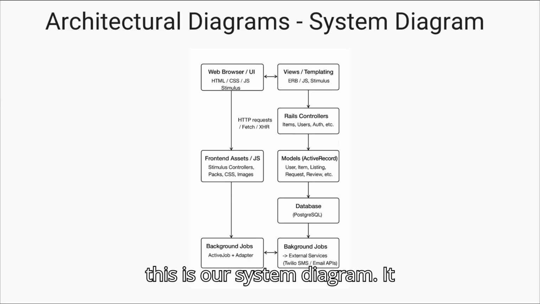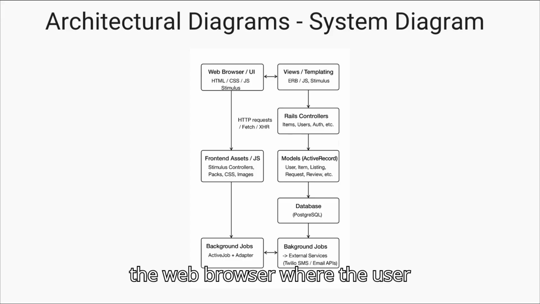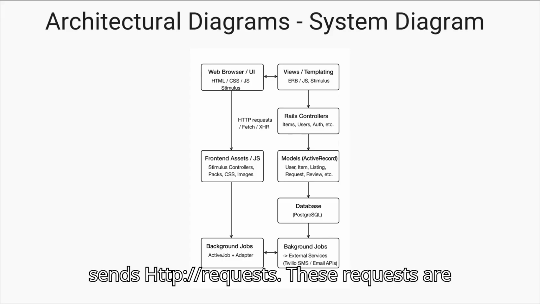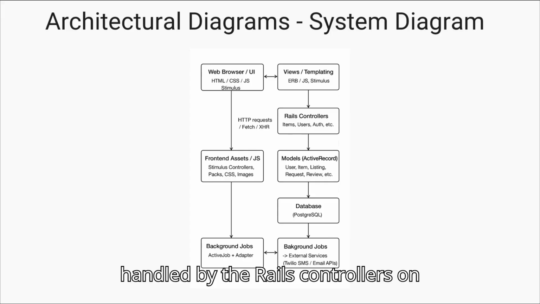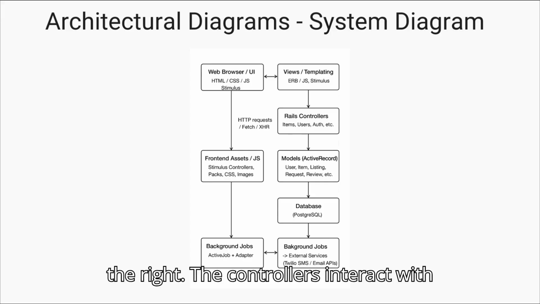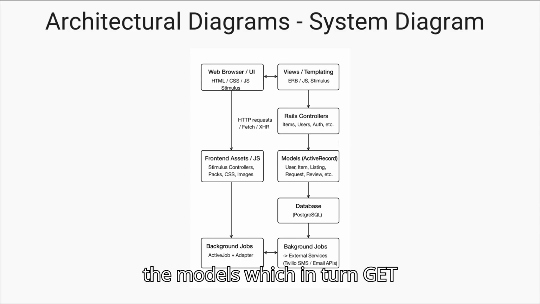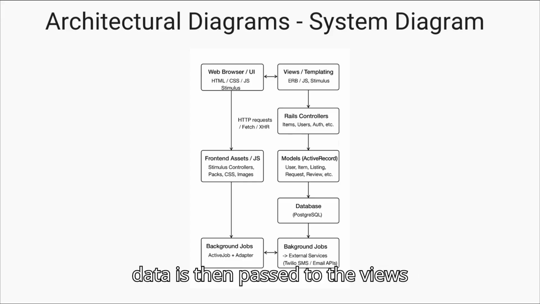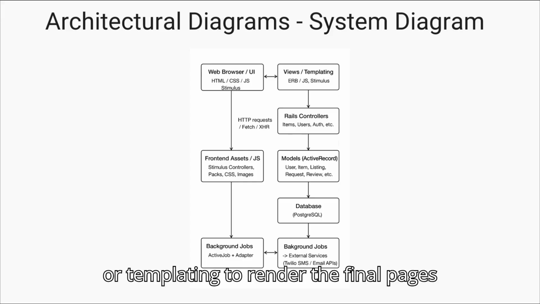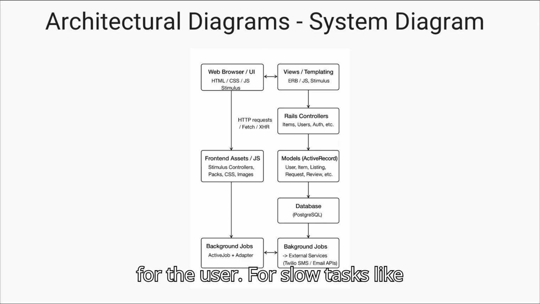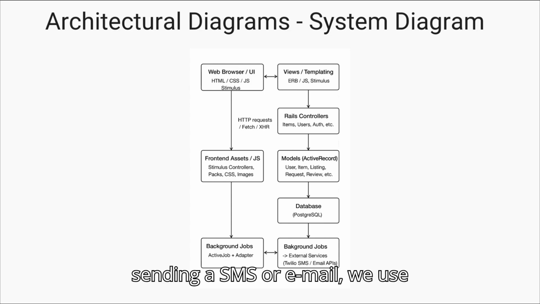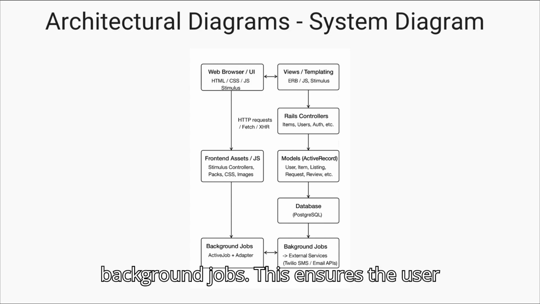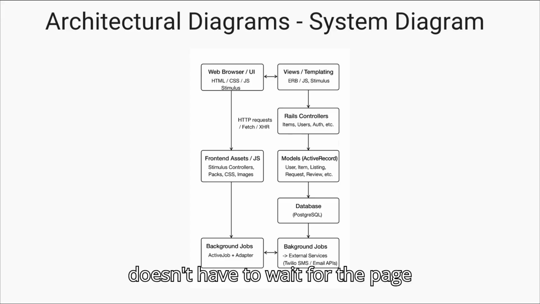So this is our system diagram. It starts at the top left with the web browser, where the user sends HTTP requests. These requests are handled by the Rails controllers on the right. The controllers interact with the models, which in turn get or save data from the database. That data is then passed to the views or templating to render the final pages for the user. For slow tasks, like sending an SMS or email, we use background jobs. This ensures the user doesn't have to wait for the page to load.